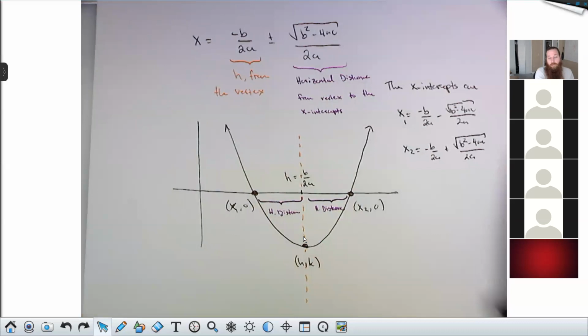But most people never really think about the quadratic formula in this way. And I just wanted to take a second to show this to you because I think it's beautiful and I think it will help you remember the significance of the quadratic formula.